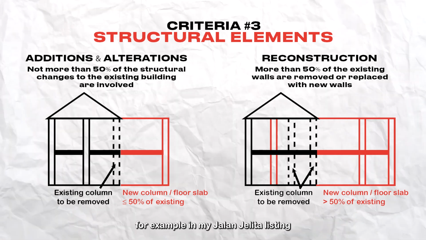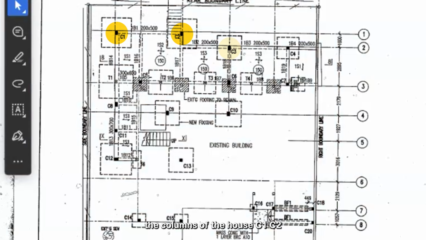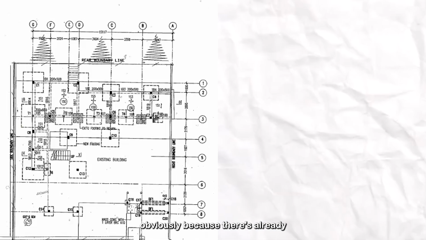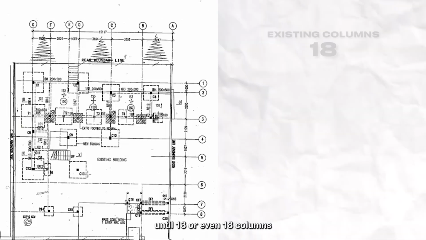For example, in my Jalan Jelita listing, this is where you can see the columns of the house. C1, C2, they're all numbered, and you can see the footing size of each column. And you can see that on this right side, there is almost nothing. That's because our layout, over here, this part is empty. So that's why most people would have come to the house saying that you want to A&A, which means add on rooms, add on a structure, where now it's that empty second floor where you just see the roof of the ground floor.